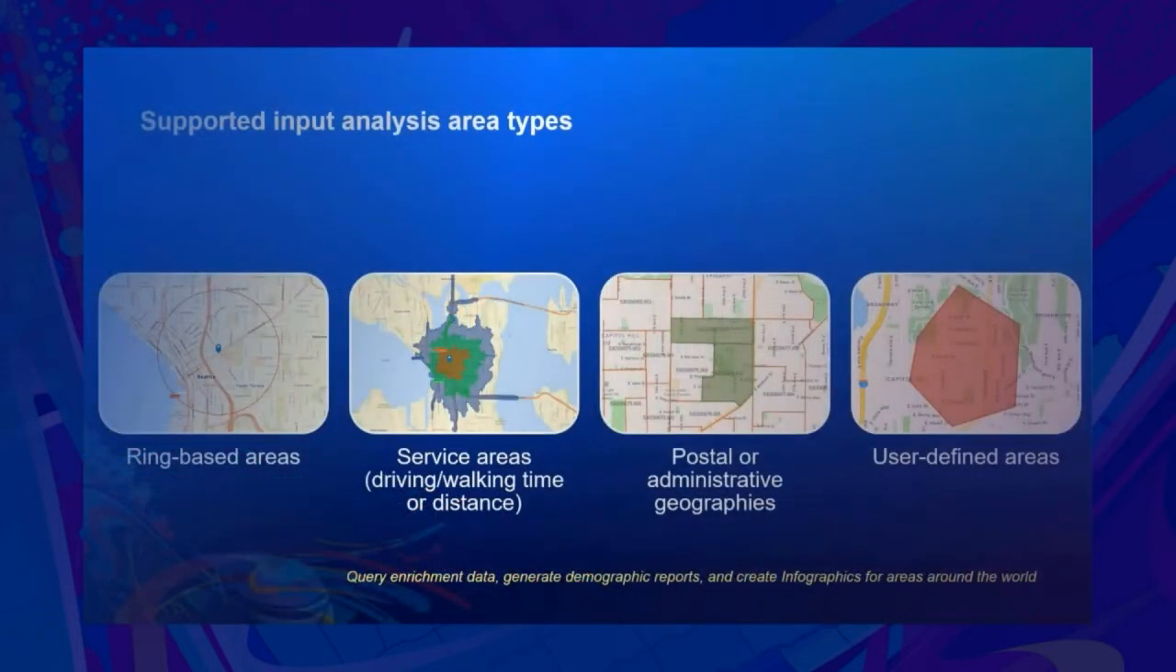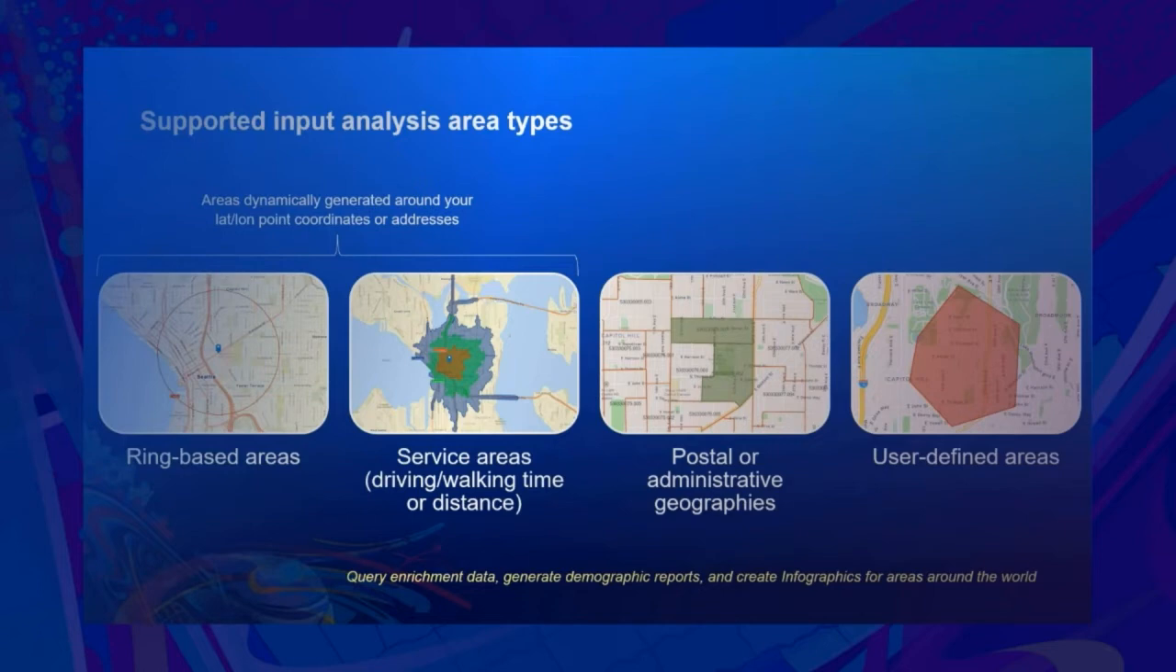GeoEnrichment can be used to query or analyze 4 types of polygon-based areas. Let's look at the first 2 starting from the left. You can submit 1 or more sets of lat-long point coordinates or street addresses. If you do not specify any additional option, by default, those points will be automatically buffered by GeoEnrichment to produce a 1-mile ring around each submitted location, and those ring-based areas will be analyzed. You can also explicitly submit a ring radius value along with your point coordinates or addresses.